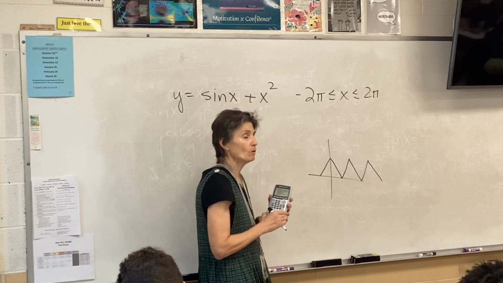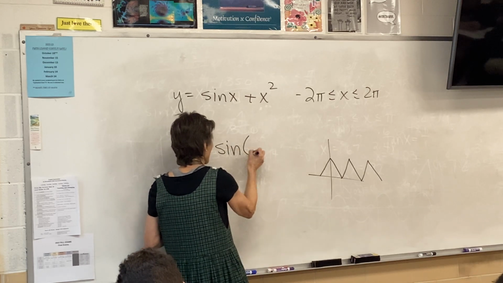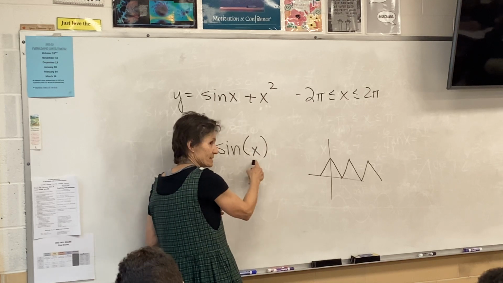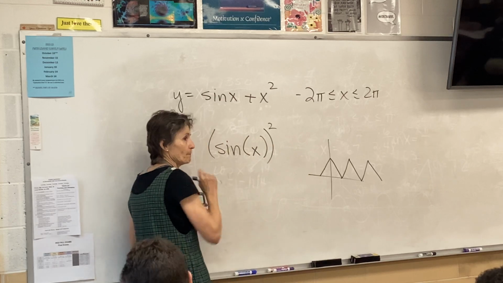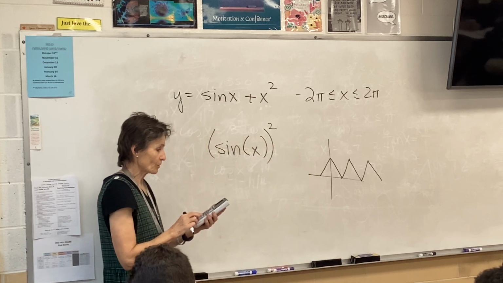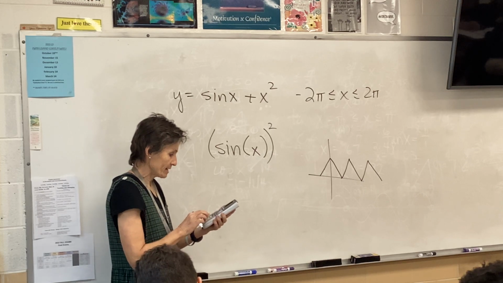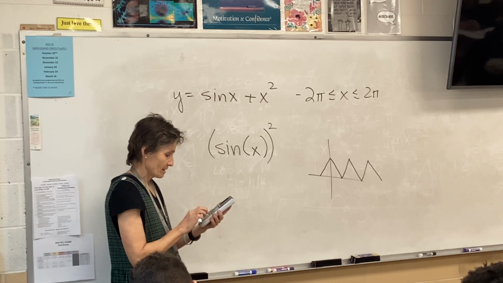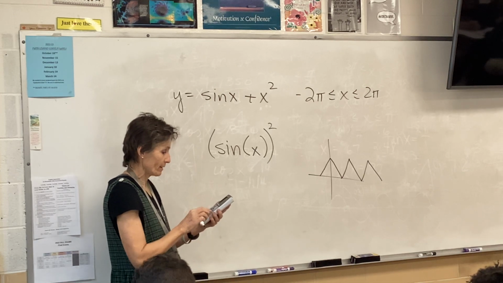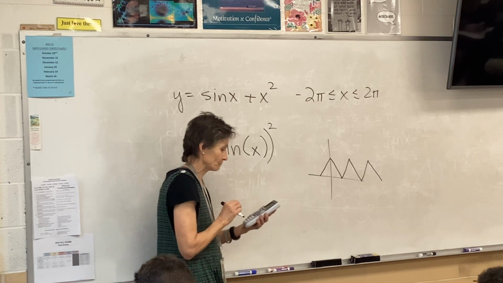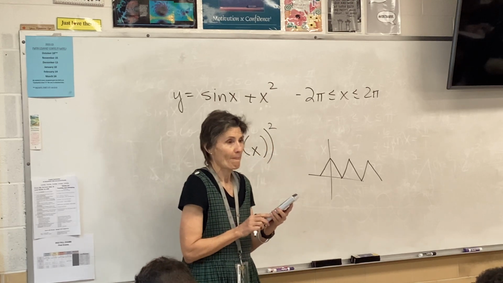Be careful when you type this in. When you type sine, that parentheses automatically comes in, right? To square that, you're going to have to manually put in another set. So you're going to have to put in parentheses, sine, x, close both parentheses, and squaring. All right, what happened here? Definitely looks periodic, doesn't it?